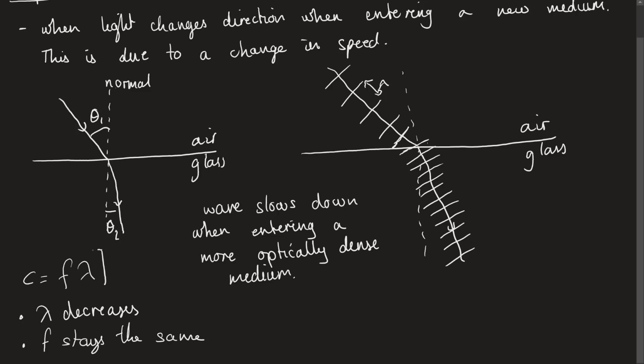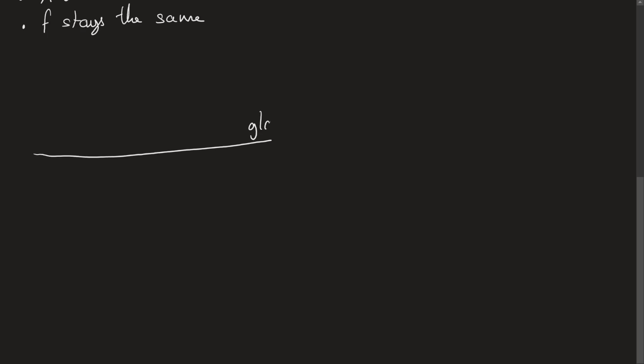Now, this is what happens when we're entering a less dense medium. Let's also look at what happens when we're entering a more dense medium. Let's also look at what happens when we enter a less dense medium. Okay, so if we were to go the other way and have this boundary here as glass, so we're starting inside the glass and we're trying to travel to air, then we know as it comes in, it's going to speed up, and so it speeds away from the normal.